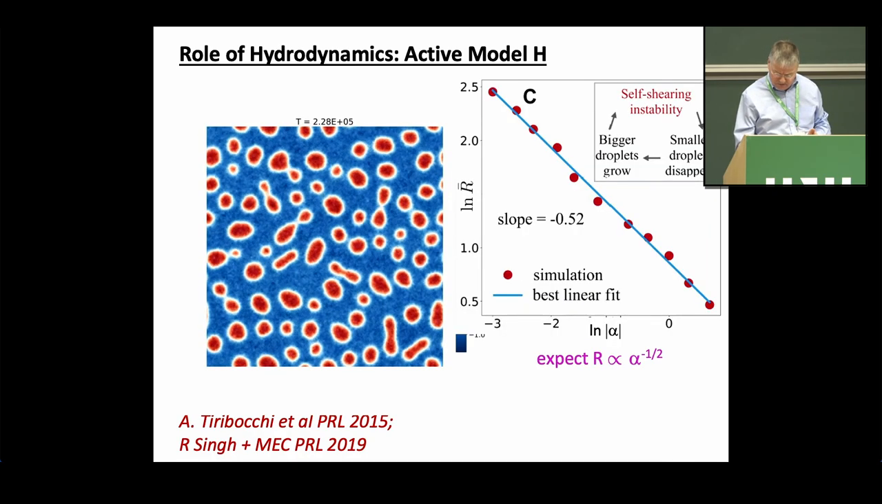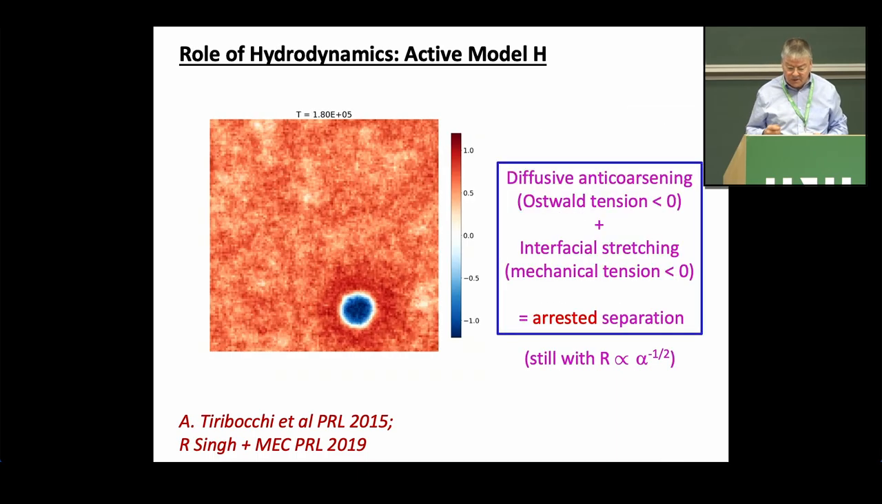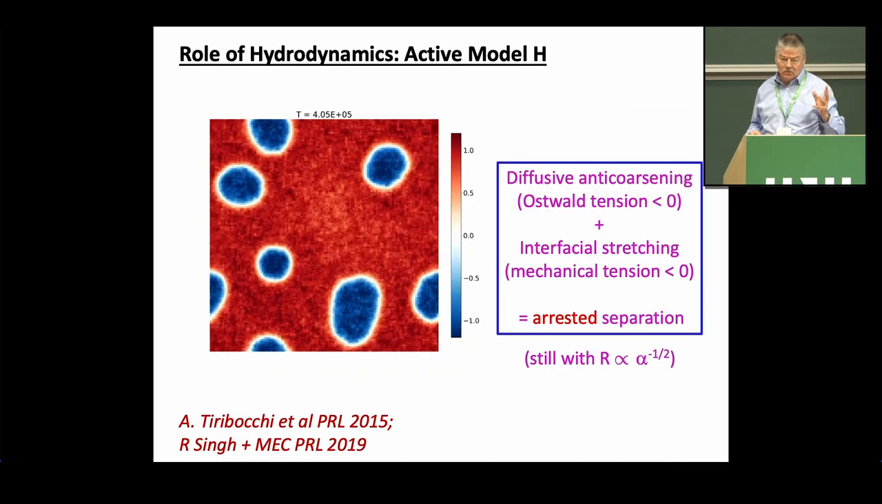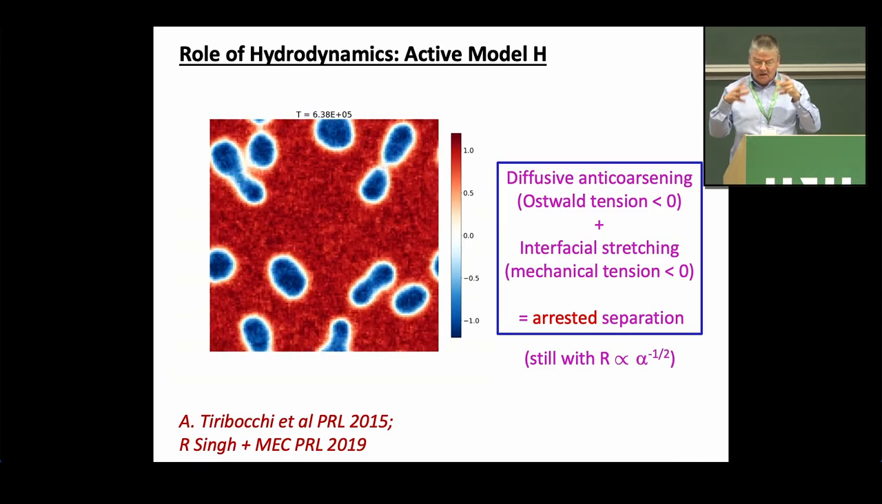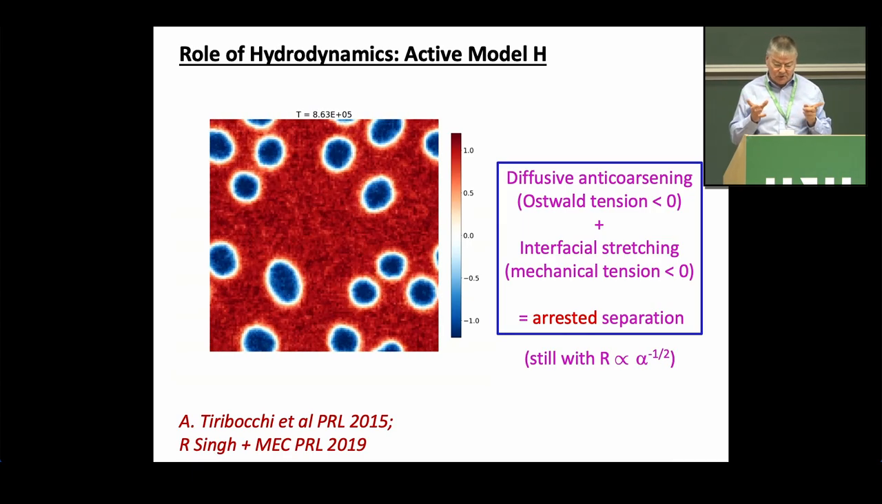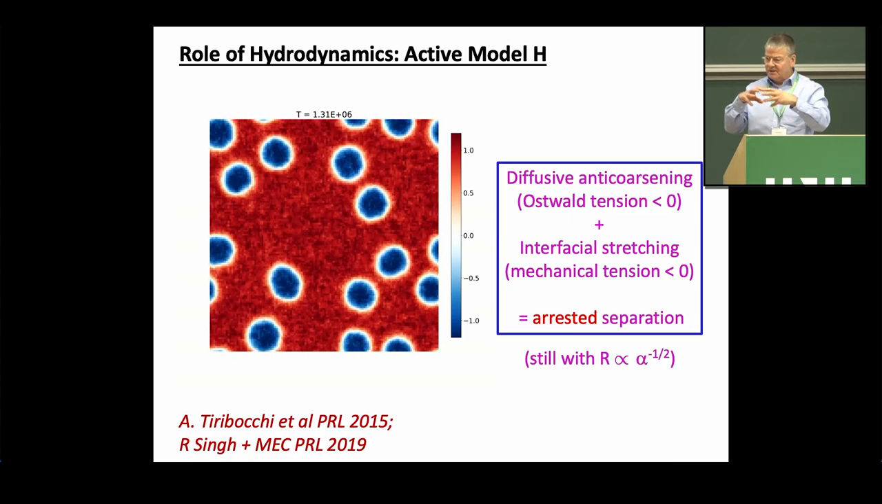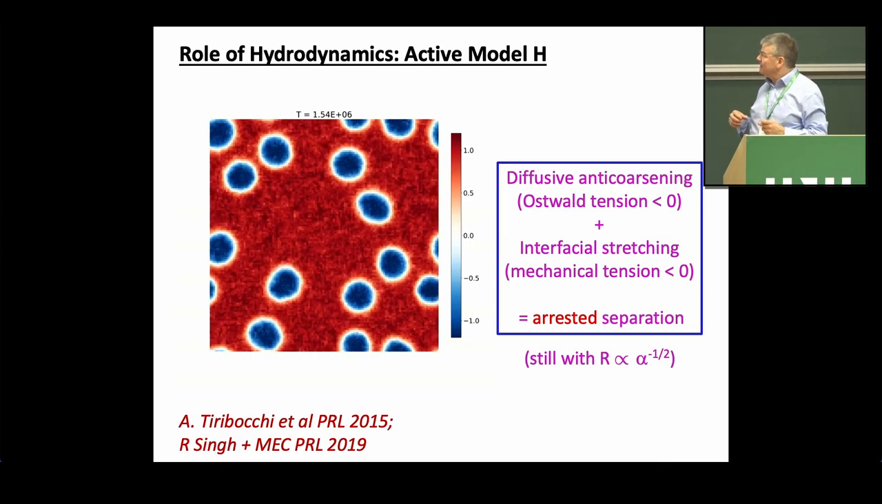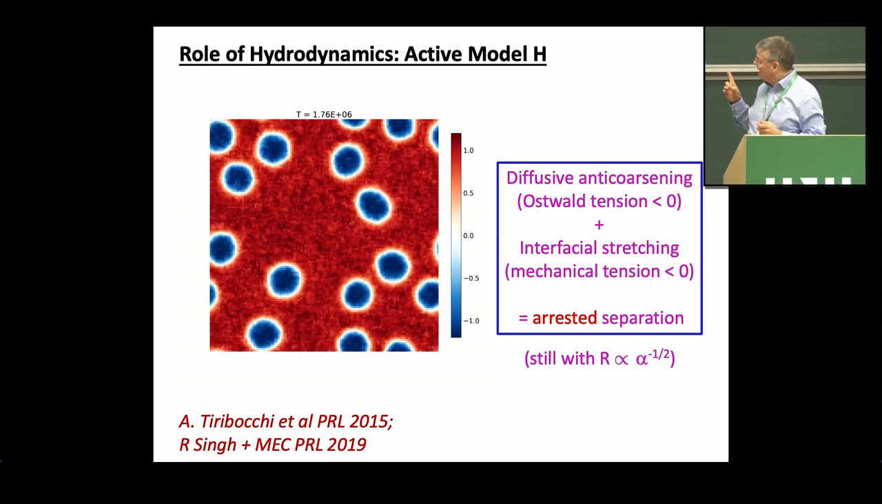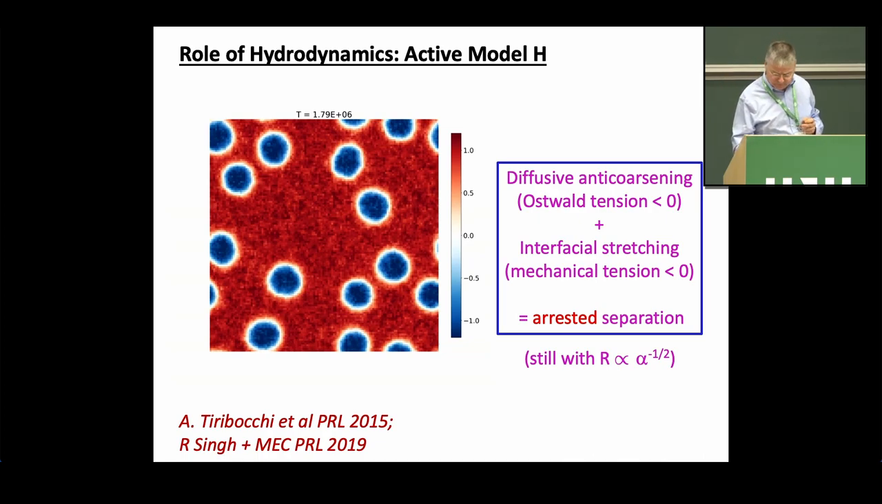Let's try this. I can also go to this anti-coarsening regime, where the Ostwald part, the diffusive dynamics, wants to make the droplets all the same size, which is nearly achieved here, but now the droplets are still trying to stretch their interfaces. So that one has managed to arrest. So depending on the combination of these different pieces, you can either get a structure which is basically a frozen structure on a certain length scale, or this highly dynamical structure which is always renewing itself.